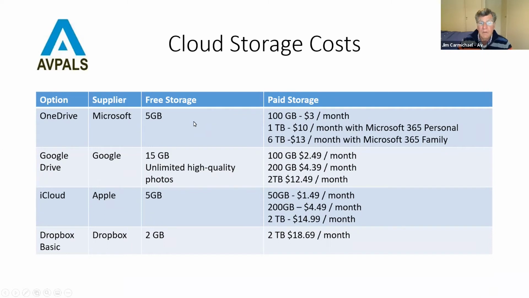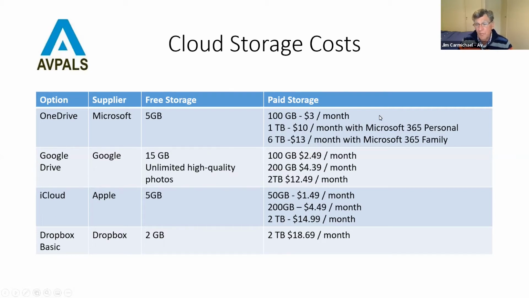OneDrive, made by Microsoft, 5 gig of free storage. You can get an extra 100 gig for $3 a month, or a terabyte for $10 a month by subscribing to Microsoft 365 Personal, or 6 terabytes for $13 a month if you subscribe to Microsoft 365 Family.